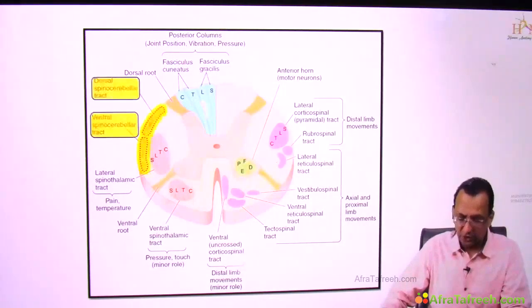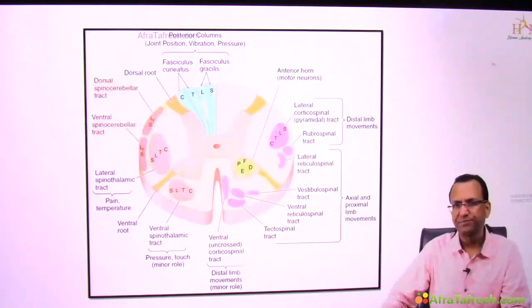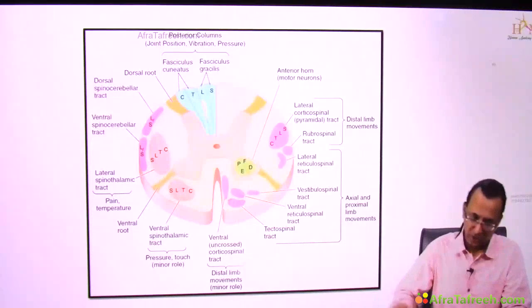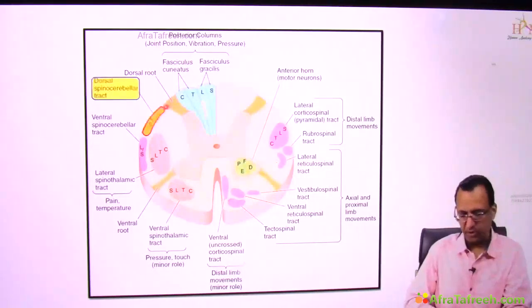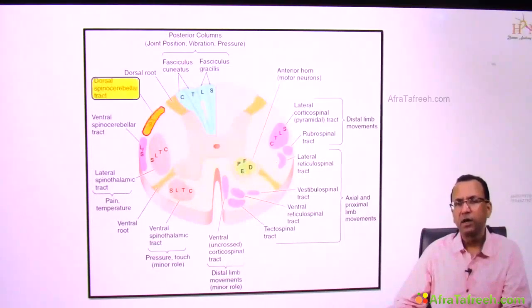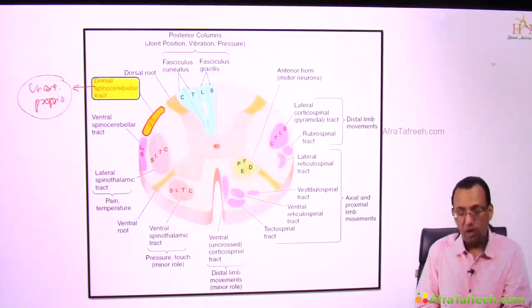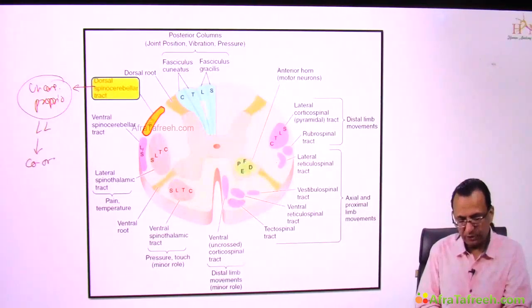Number two, there is this dorsal and ventral spinocerebellar tract. Which is more important? The dorsal. Why is dorsal more important? Because there are more axons running dorsally. Do you remember what it was doing? It will carry the unconscious proprioception. Now, when you say it is carrying the unconscious proprioception, where from? The lower limb. What for? The coordination of the voluntary motor activity.